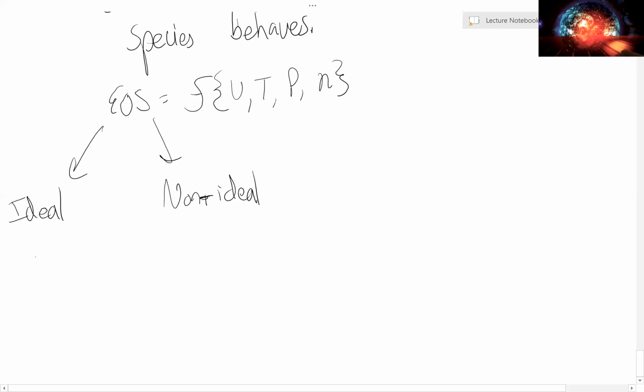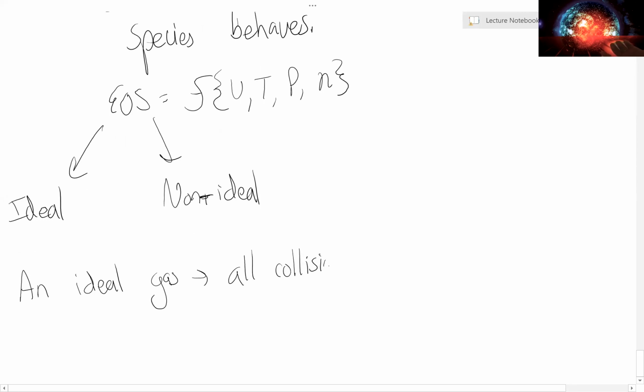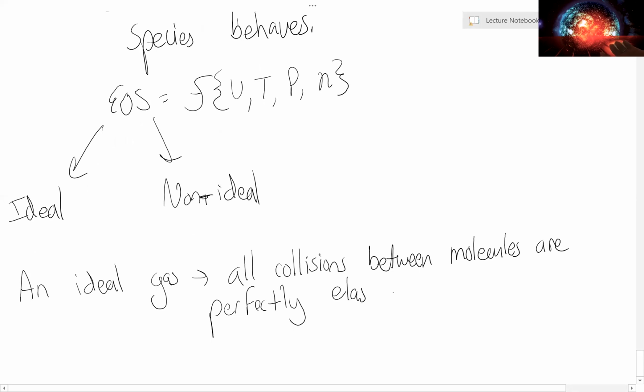And so an ideal gas is a substance that behaves in a way that all collisions between the molecules are perfectly elastic and there are no intermolecular interactions between molecules.